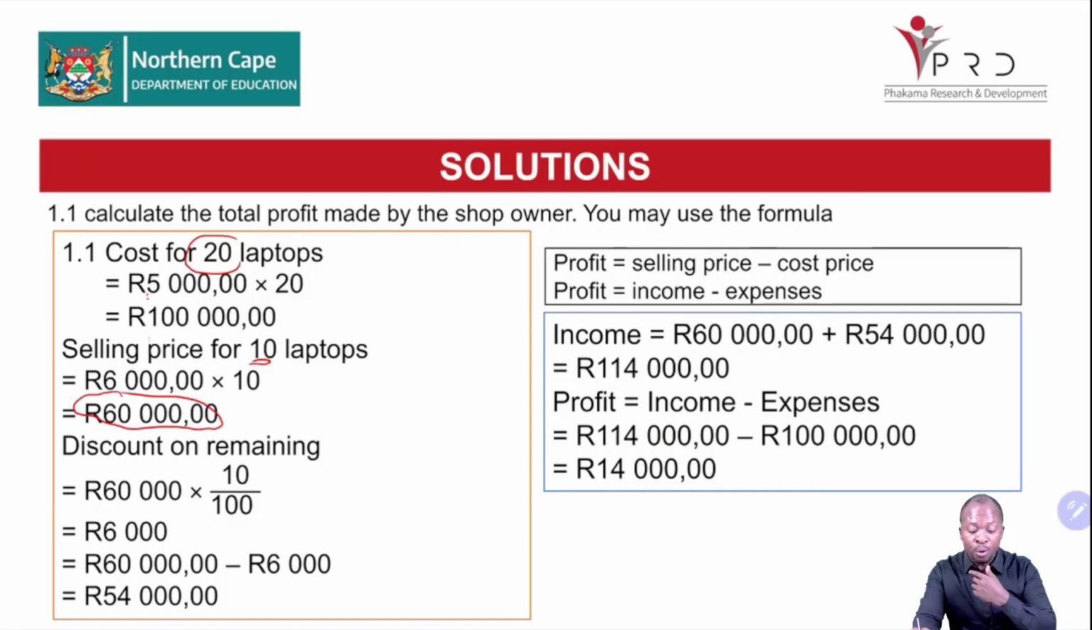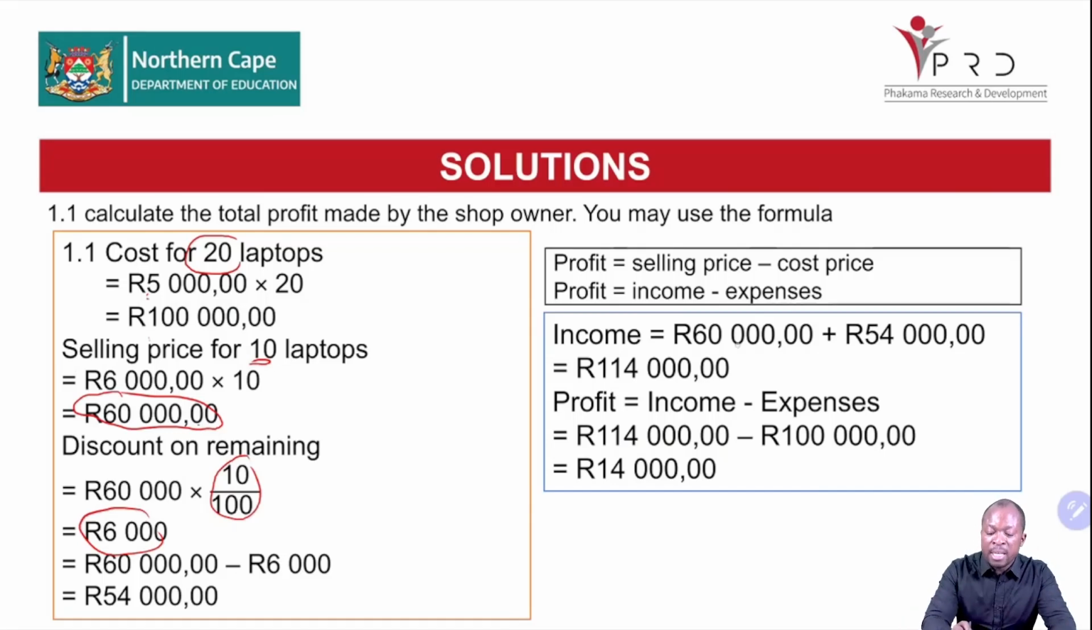Now we talk of the discount. Remember, here they are giving a discount of how much? 10%. So we work out the 10%, meaning we are going to get a discount of 6,000. So 60,000 minus the 6,000. It means that for the remaining 10, we are no longer getting 60,000; we are only going to get 54,000. Are we together? The first 10, no problem, we got our 60,000. But the second 10, because we gave a discount of 10%, it means we are only going to get 54,000.